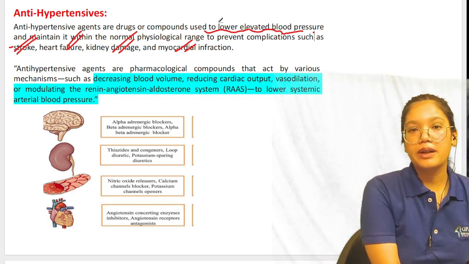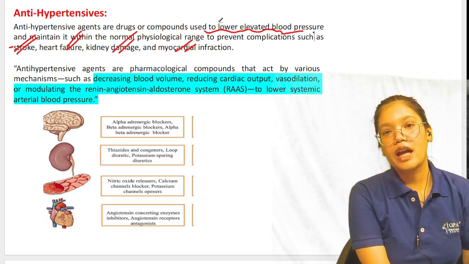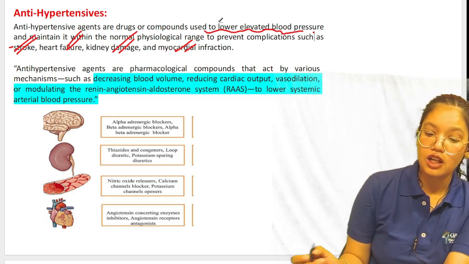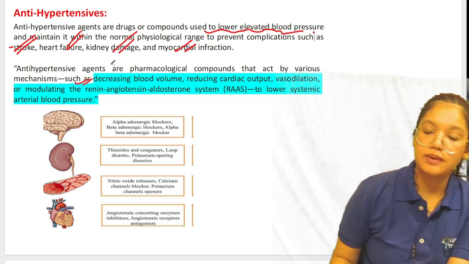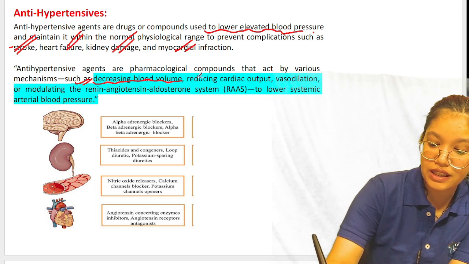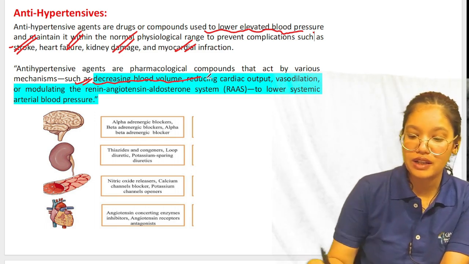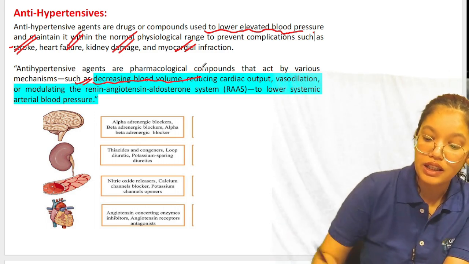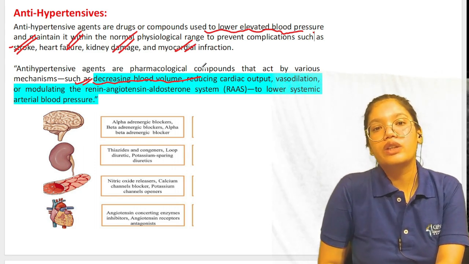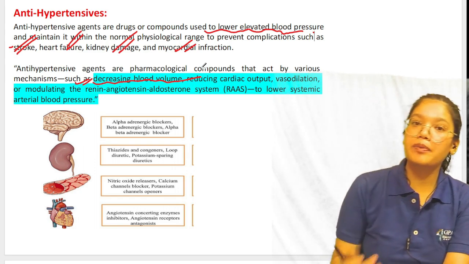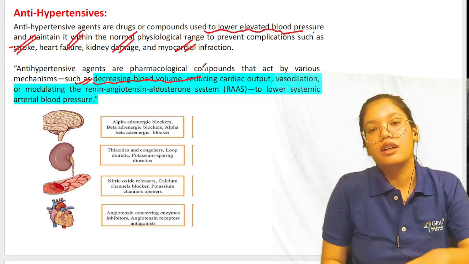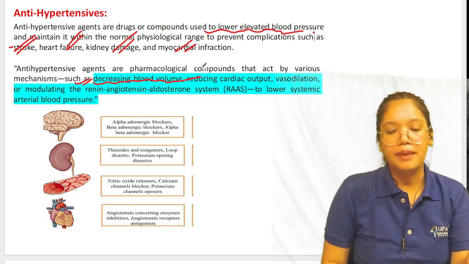Now, these antihypertensive drugs, on the basis of the mechanism of action, are divided into different classes. The various mechanisms these agents show are, first, decreasing the blood volume, which diuretics basically do. Then reducing the cardiac output. As I already told you, the cardiac output is directly proportional to the blood pressure, so if we decrease the cardiac output, it will directly decrease the blood pressure too.